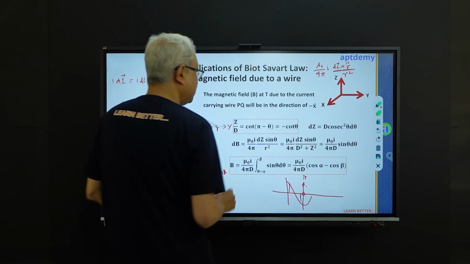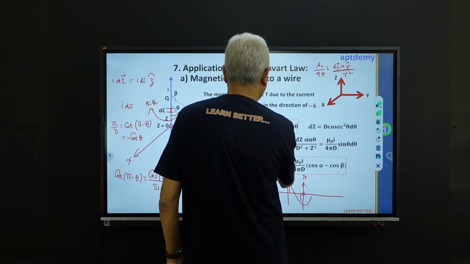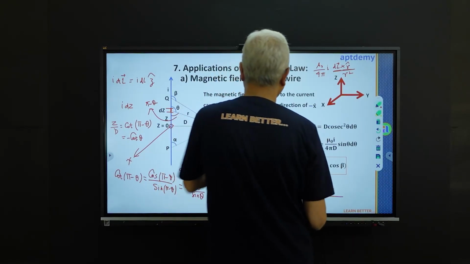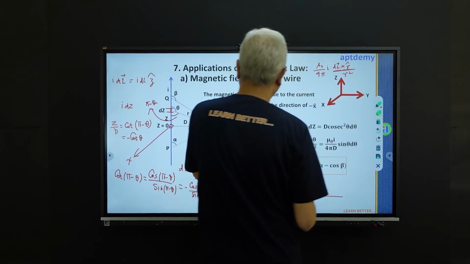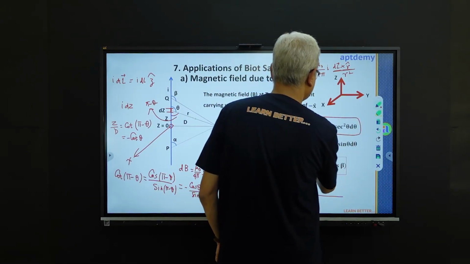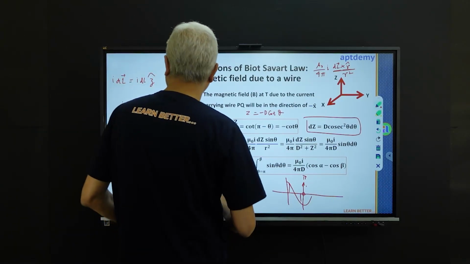So z by d is negative of cot theta, so z equals negative d cot theta. So dz is d cosec square theta d theta with a negative sign. So this negative goes, and dz becomes d cosec square theta d theta. So, what happens?